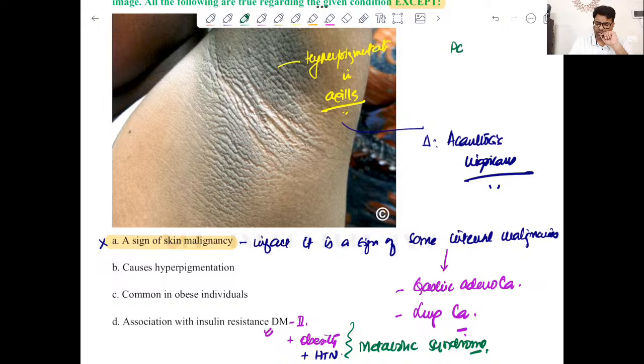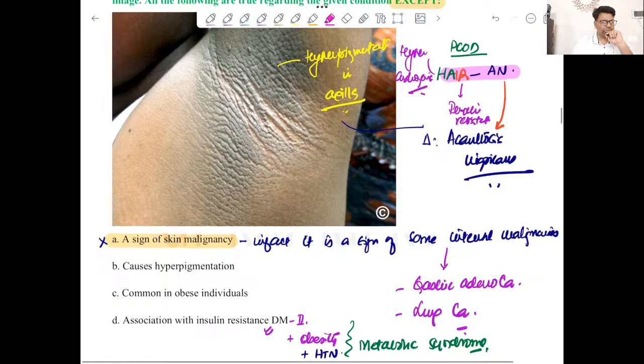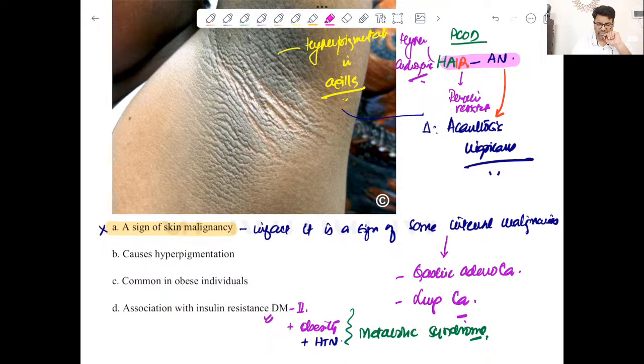So in polycystic ovarian disease, you must have heard of the HAIR-AN syndrome. AN is Acanthosis nigricans, IR is insulin resistance, and HA is hyperandrogenism, right? So that is the HAIR-AN syndrome of PCOD. Anyway, coming back to the question, yes, hirsutism is a presentation.